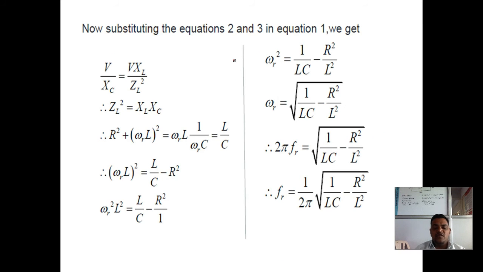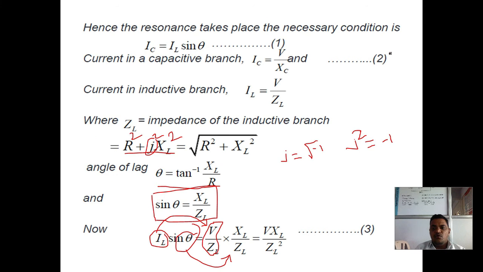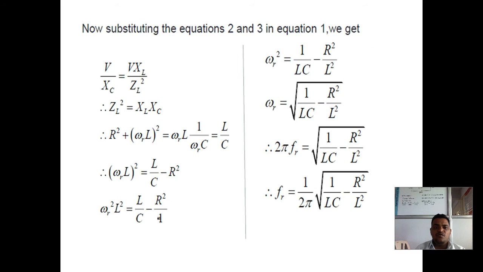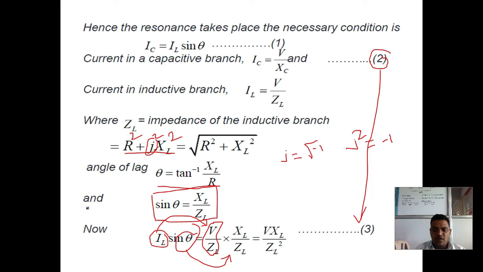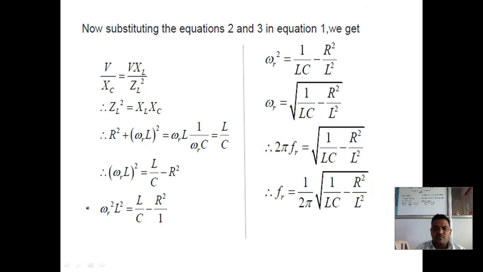Now substituting equation number 2 in equation number 3. That is, IL is equal to V upon ZL. Using equation 2 in 3, we get V upon XC, which is equal to V upon ZL, which is IL.